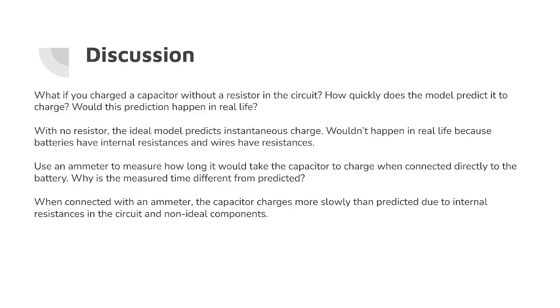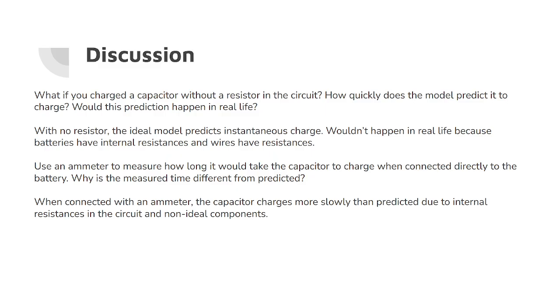What if you charged a capacitor without a resistor in the circuit? How quickly does the model predict it to charge? Would this prediction happen in real life? With no resistor, the ideal model predicts the instantaneous charge. It wouldn't happen in real life because batteries have internal resistances and wires have resistances as well, even if they're very small.